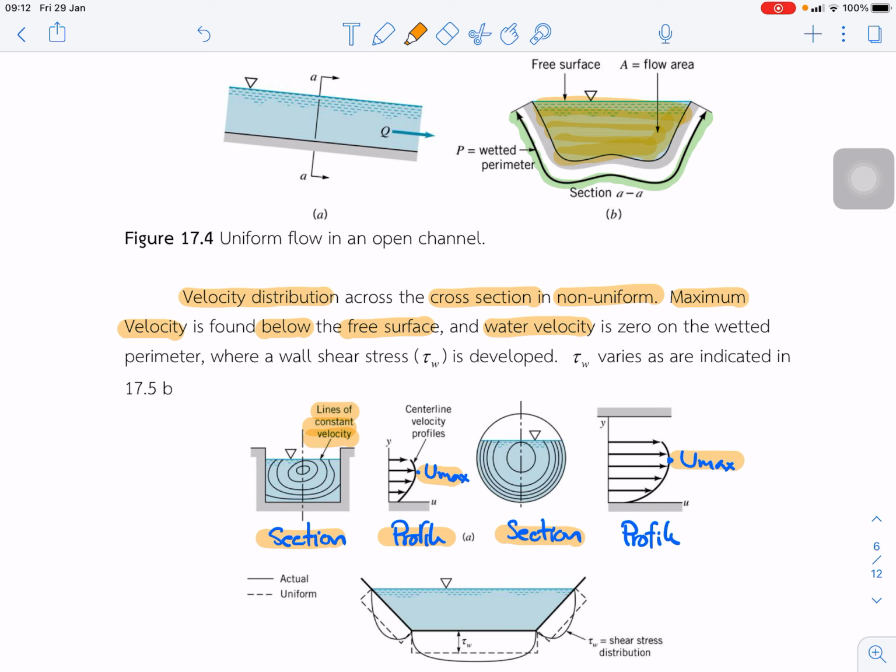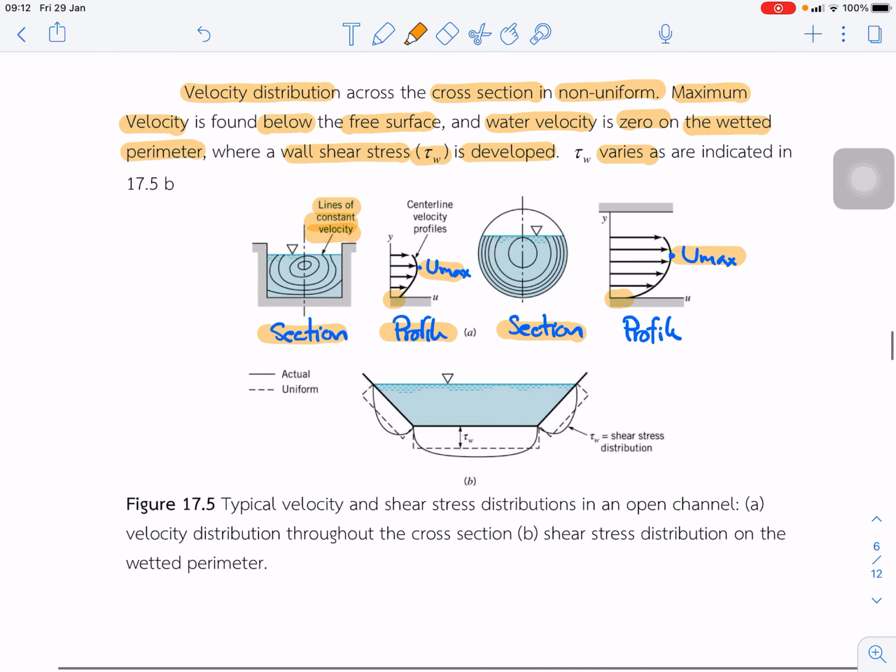And water velocity is 0 on the wetted perimeter. You can see that close to the surface, the velocity is 0. And at that point the wall shear stress tau W is developed again. And the wall shear stress varies in this figure, okay, for the wall shear stress distribution.